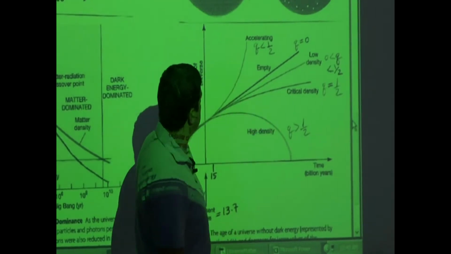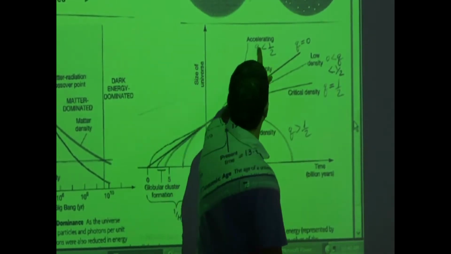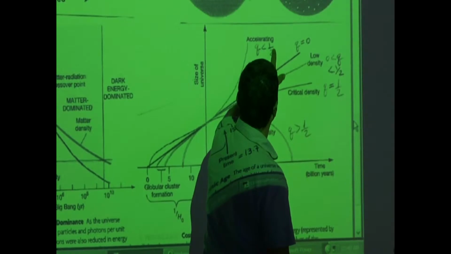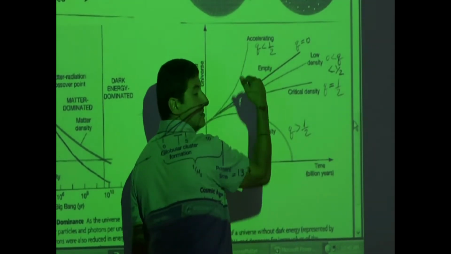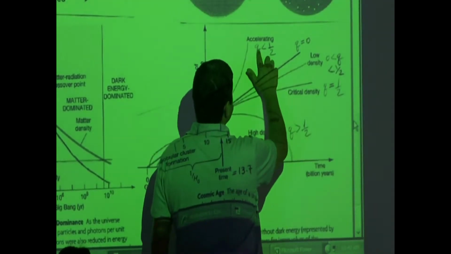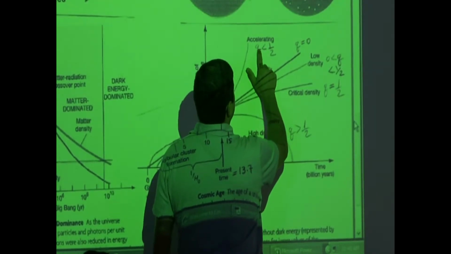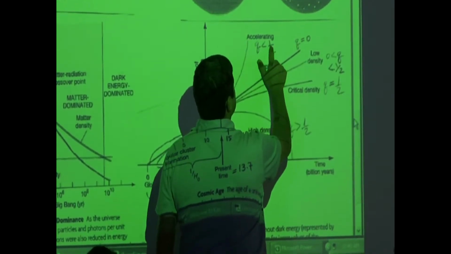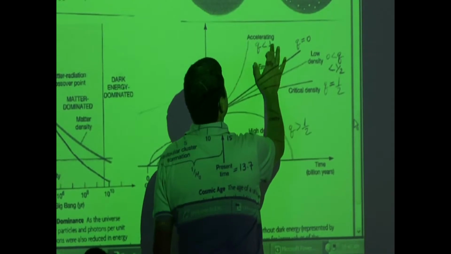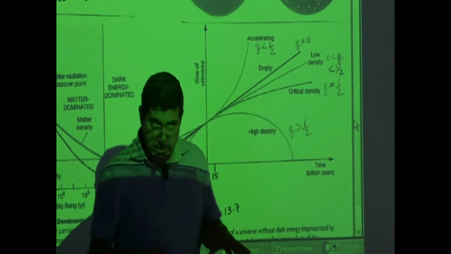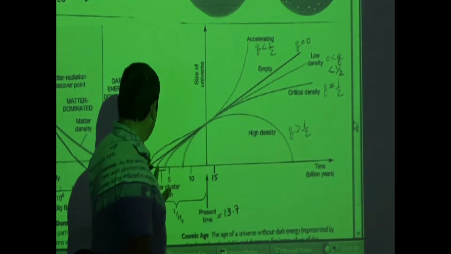Actually, I should say here, I should have written Q is less than 0, actually, sorry. Change that if you have it in your paper. Change this to Q is less than 0. It shouldn't say less than half. So as long as Q is negative, this is what's going to happen.